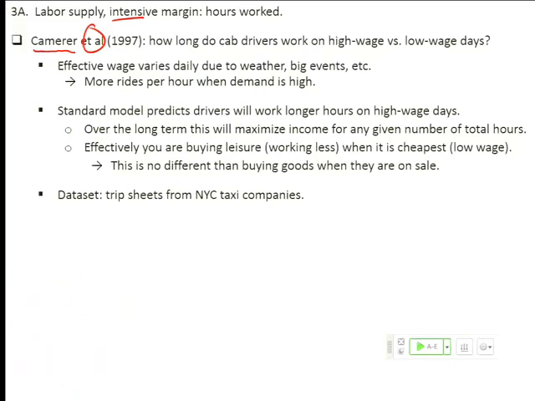They had data from what are called trip sheets from a New York City taxi company. A trip sheet is this: every day you're a driver, you come home and you have to log each trip that you took, how long it was, and how much money you made. They compute each day's wage by dividing daily income by daily hours worked. They don't know the actual hourly wage because there's no real such thing as an hourly wage. They inferred or imputed it by taking your earnings divided by the number of hours you worked.